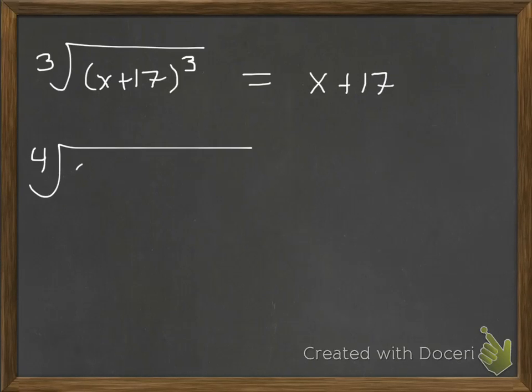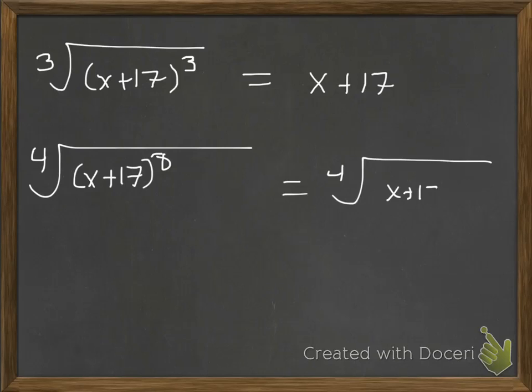And something a little bit more exciting. What if we want to do the fourth root of x plus 17 to the, I think that's an eighth power. Yeah, it's an eighth power. So we're going to rewrite that as x plus 17 squared, and then to the fourth power, so that I'll have a fourth power that'll interact with a fourth root. And they'll cancel out, and we'll be left with x plus 17 quantity squared.